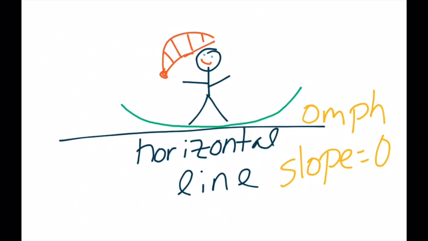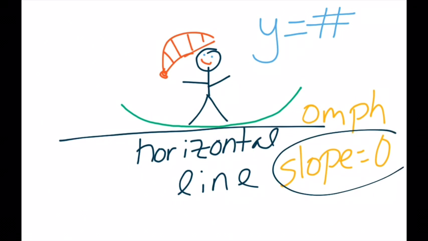Also, we need to remember that to write the equation of a horizontal line, it's always y equals the number where it crosses the y-axis. So, remember, if we have a horizontal line, the slope is always 0, and to write the equation, it's always y equals the number where it crosses the y-axis.